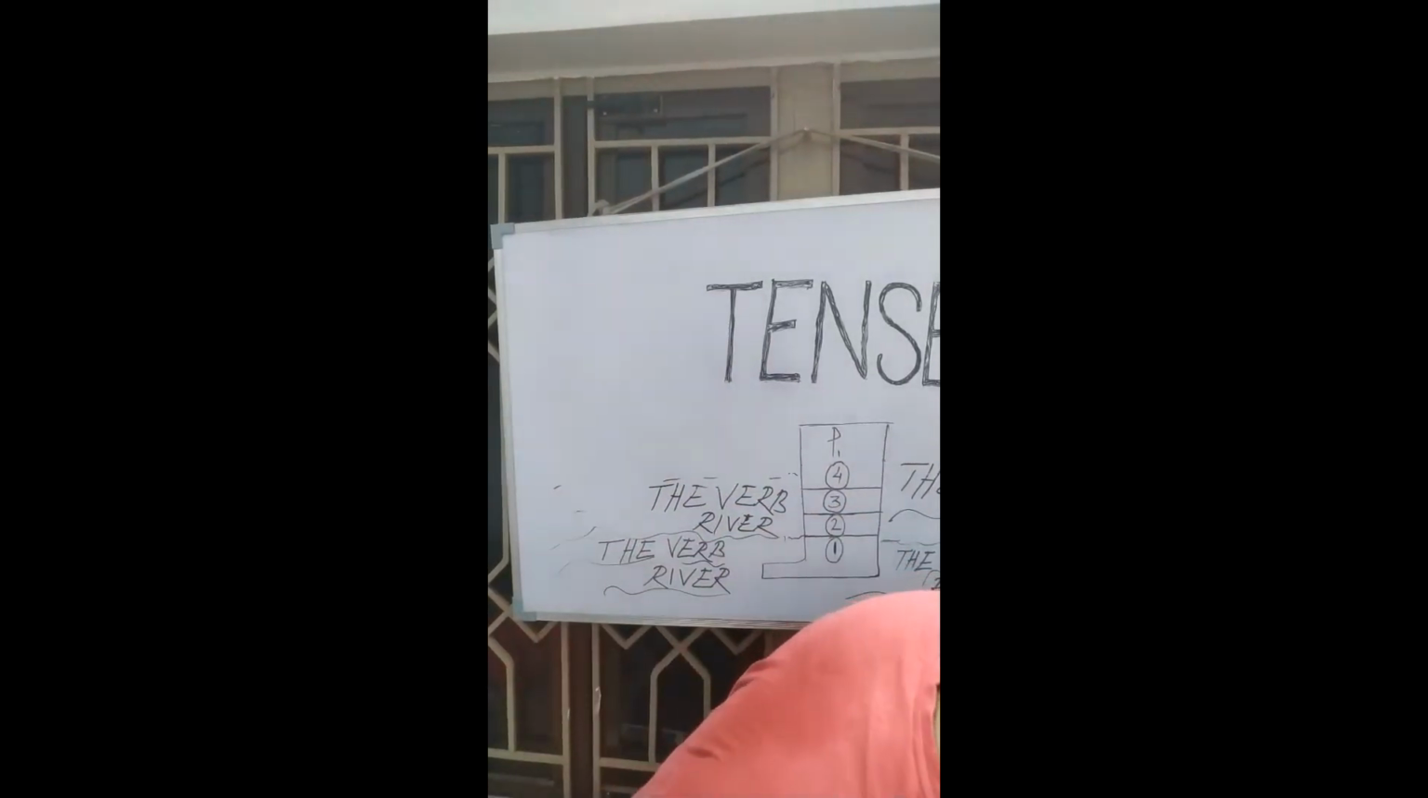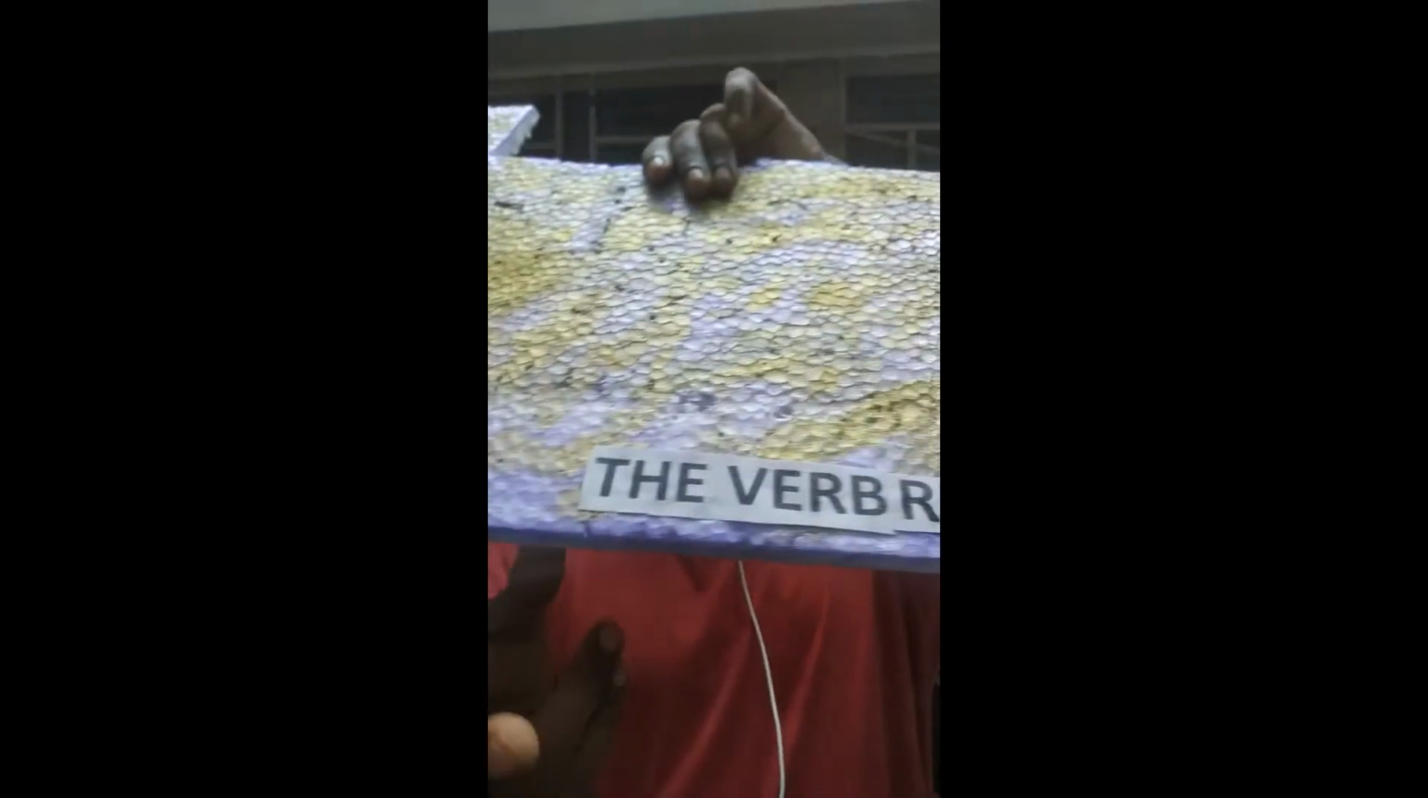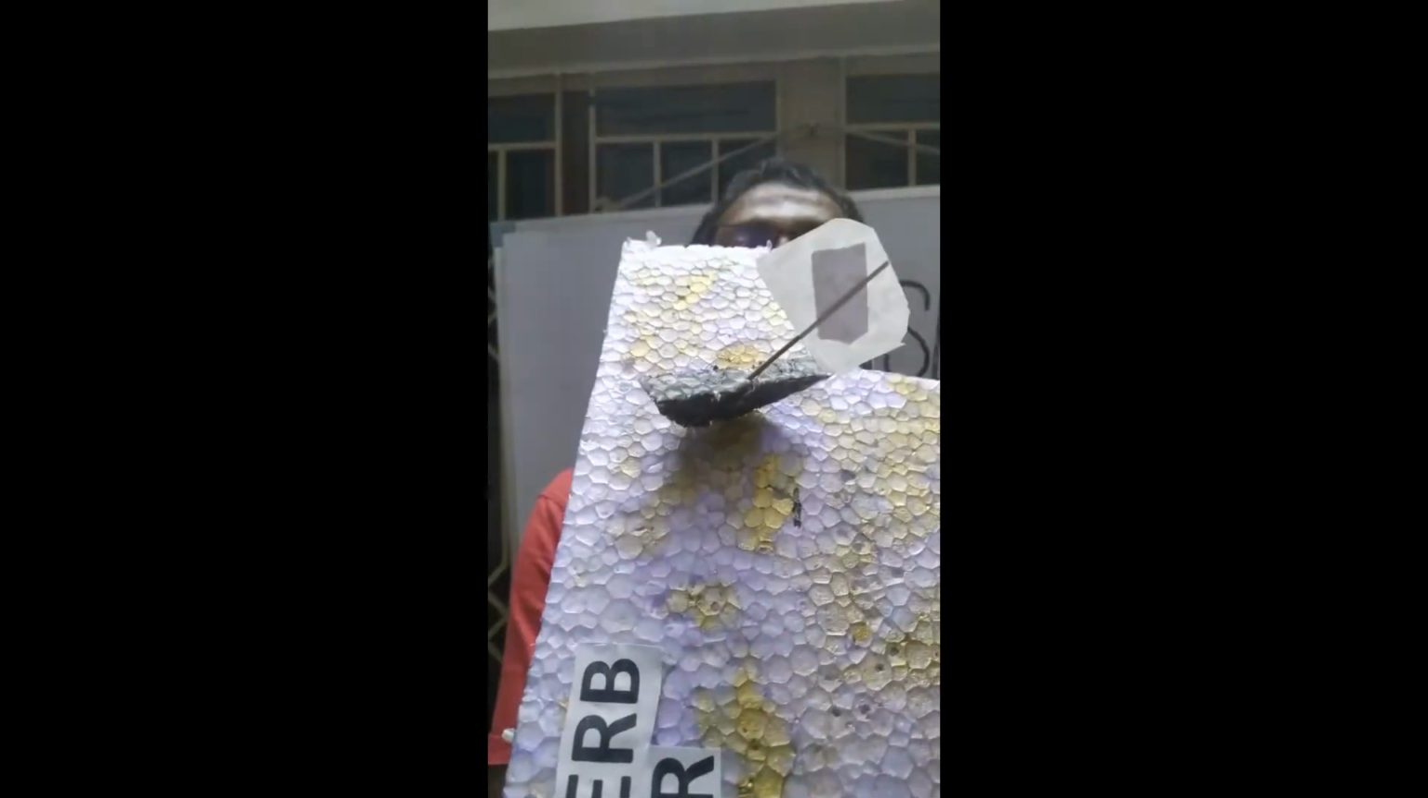And the next component is the verb river component. And here is also a boat floating on the water of the river. This is the verb river. See, the water of the river has become soiled due to the rainfall during the rainy season. So I have painted the color of the river in such a manner. Okay.